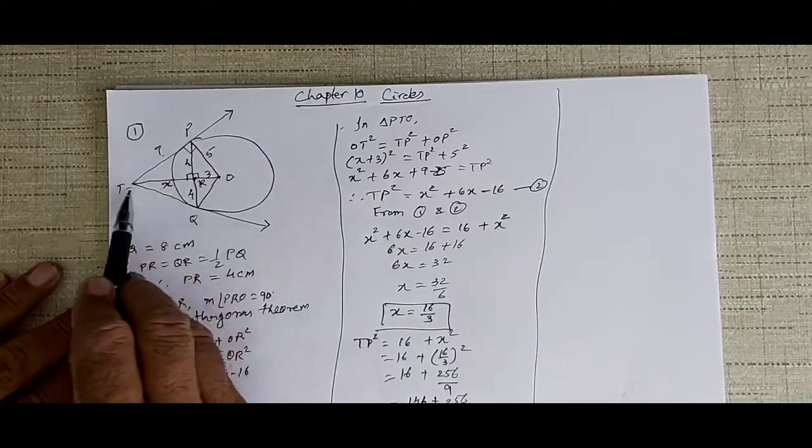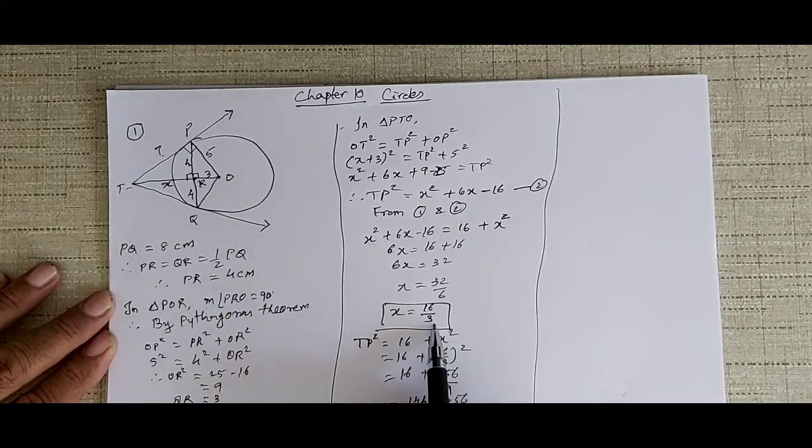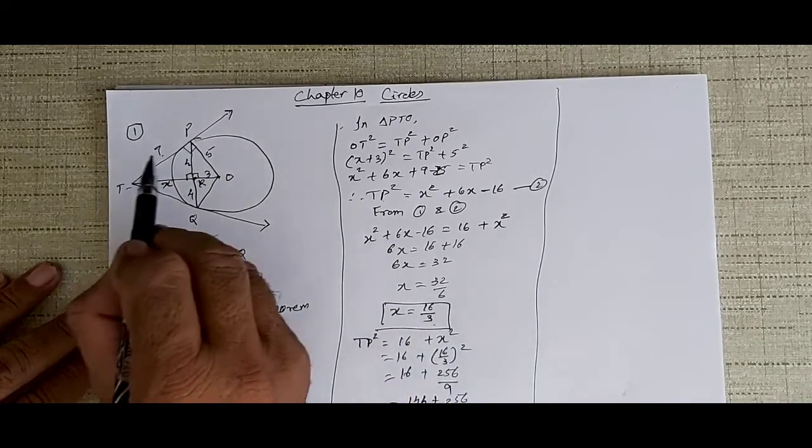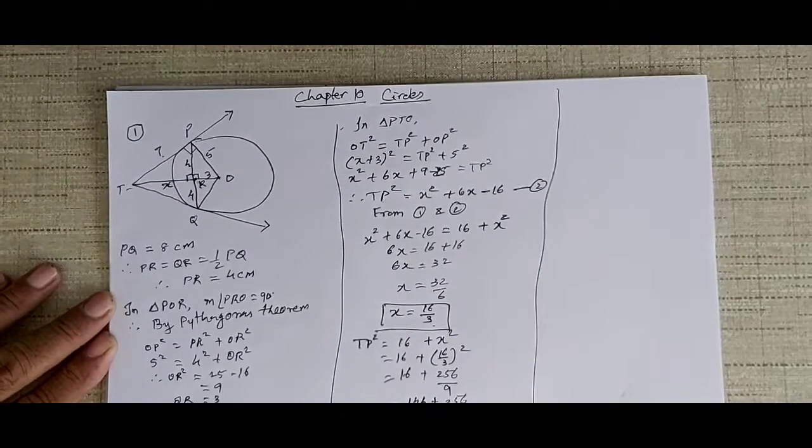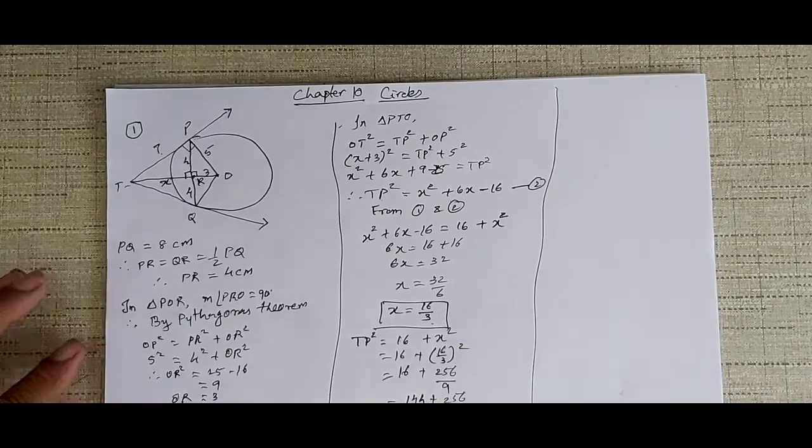X is TR. So TR is 16 upon 3, the value of x. Now apply number 1. TP square is 4 square, that is 16, plus x square, and you get the length of the tangent TP. TP is the length of the tangent. So that is question number 1.